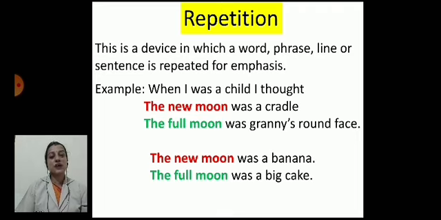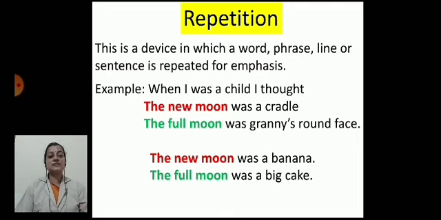The new moon, how does a new moon look? Like a semicircle, right? Or you have seen the shape of the new moon, right? It looks like a cradle, yes? And the full moon was Granny's round face. How does a full moon look? Round. So here the new moon has been compared with the cradle and the full moon with the round face of Granny, yes? In the next lines you can see, the new moon was a banana and the full moon was a big cake.